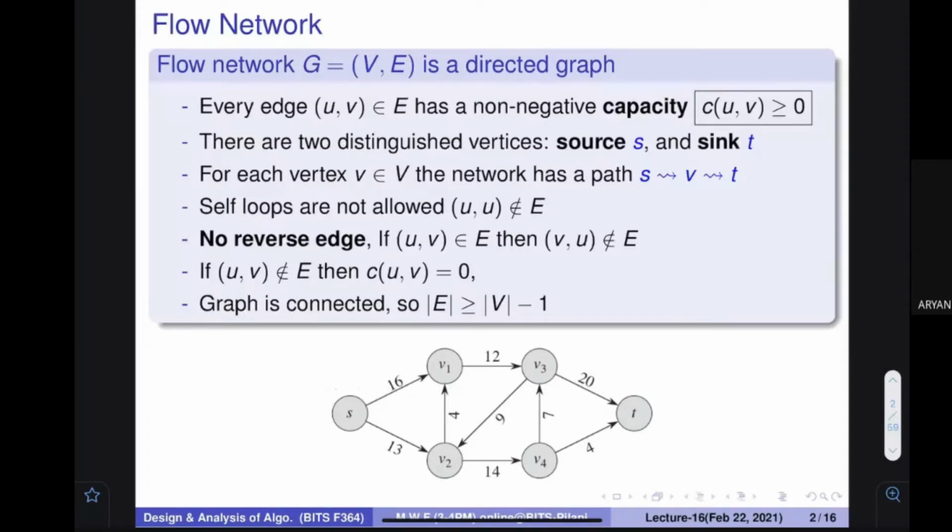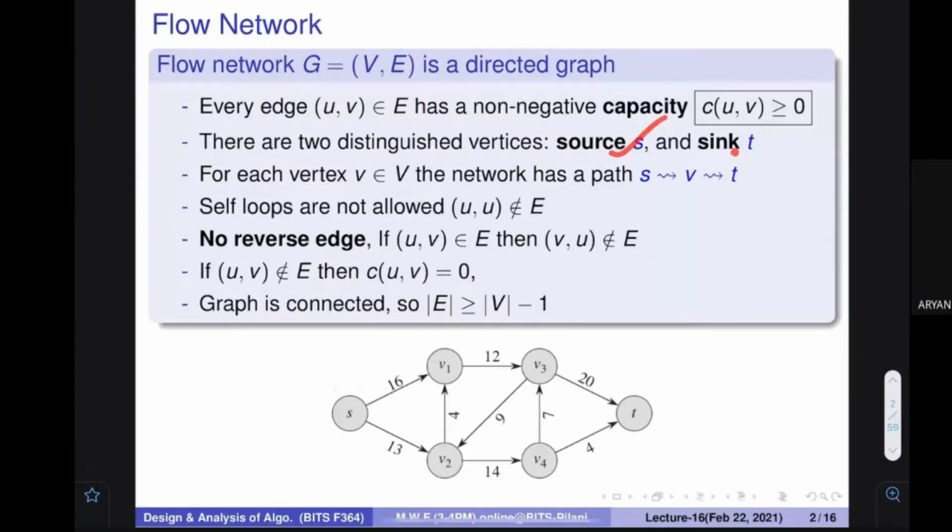So we have seen something in the last class: for each of the connections, we define the capacity. That is a number that is greater than or equal to 0. If it is 0, it means nothing can flow over here. For example, from S to V3, there is no connection. So sometimes we can assume that there is a connection, but the capacity is 0.